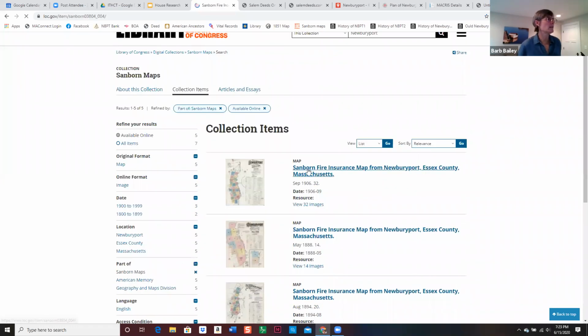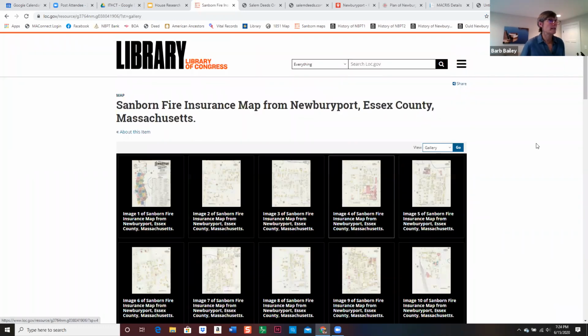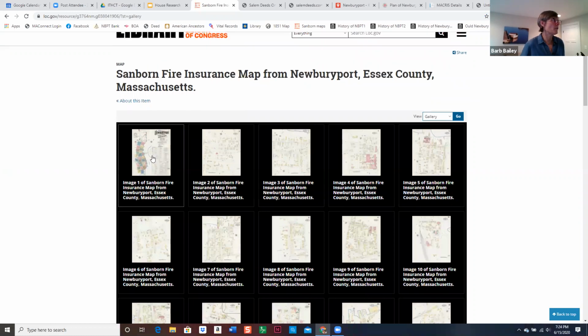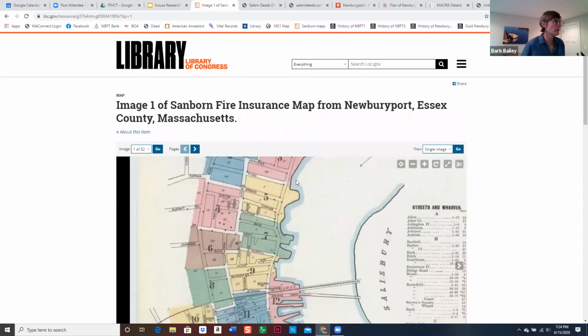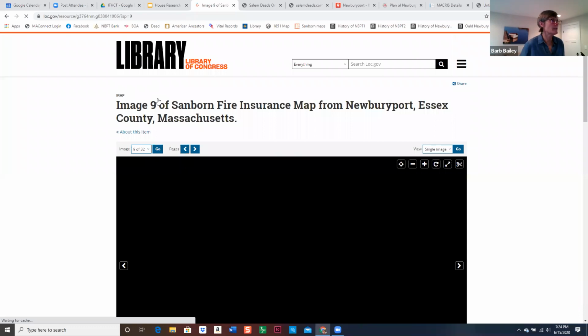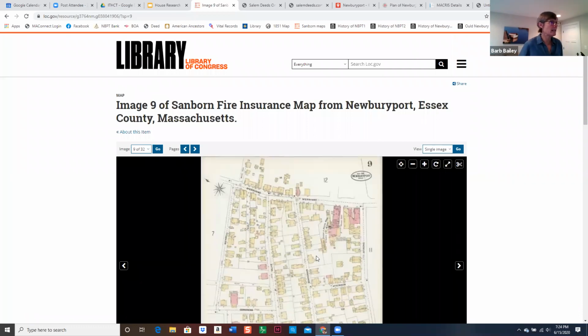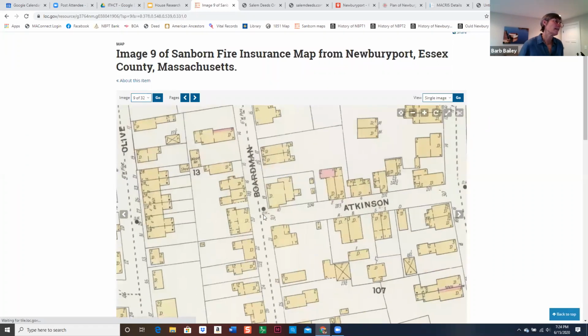So if I click on this 1906 and go to view, it's a series of maps. The first image is the overview. If you zoom in on it, I can go in and look at Boardman Street, and it's on map number 9. So I can go up here to find map number 9, go to that page, and zoom in, and I can see Boardman Street, here's the house.